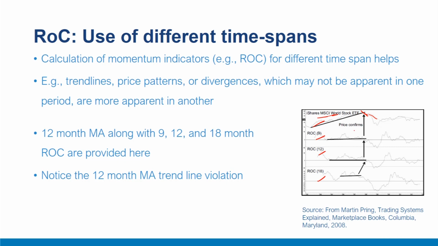This happens almost simultaneously with the 12-month MA crossover. So there is a 12-month MA crossover and a trend line violation, so there are a number of evidences. At the same time, all the three ROCs also witness loss of momentum, and they cross the zero line in some time. The equilibrium line is also crossed.